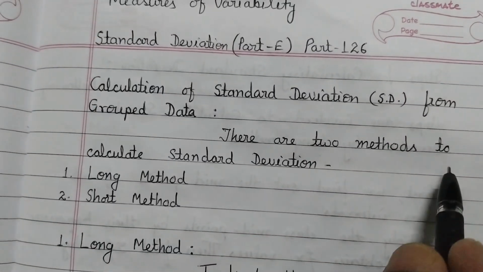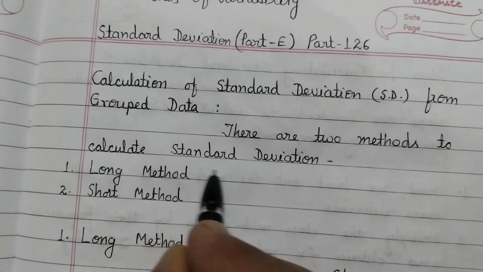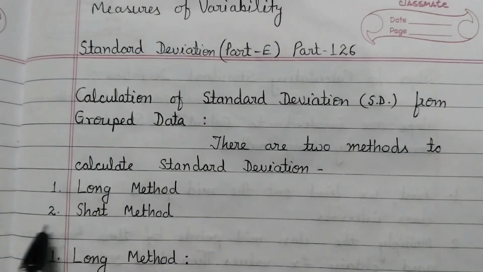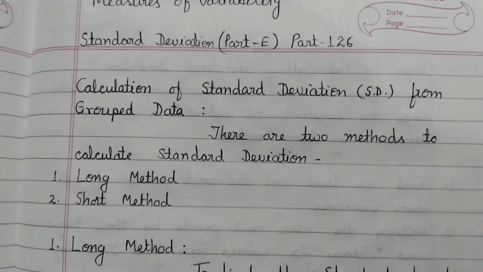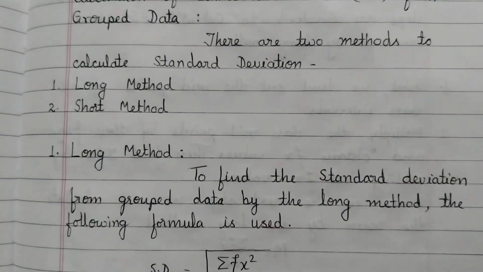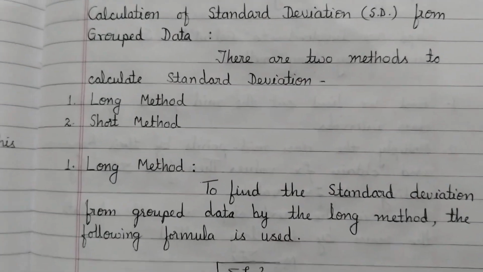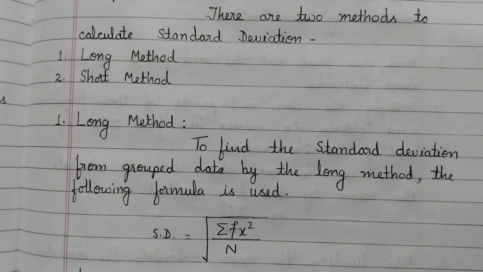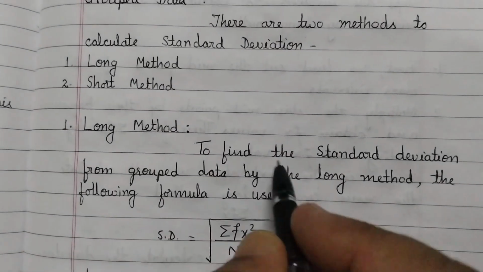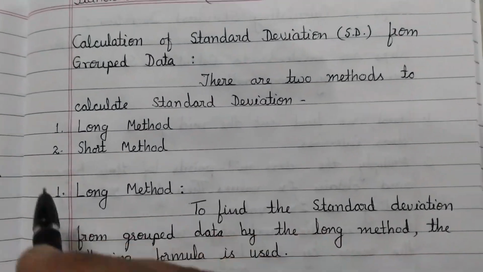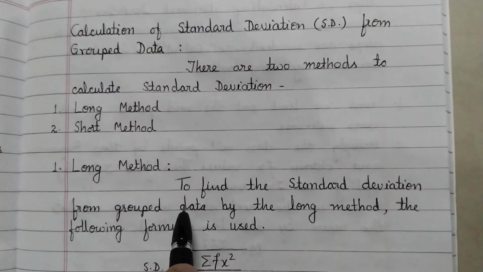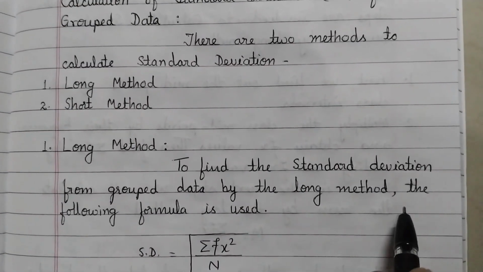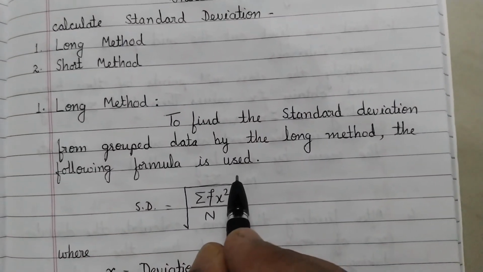There are two methods to calculate standard deviation. The first method is the long method, the second is the short method. In this part, I will cover the long method, calculation of standard deviation from group data by the long method. To find the standard deviation from group data by the long method, the following formula is used.